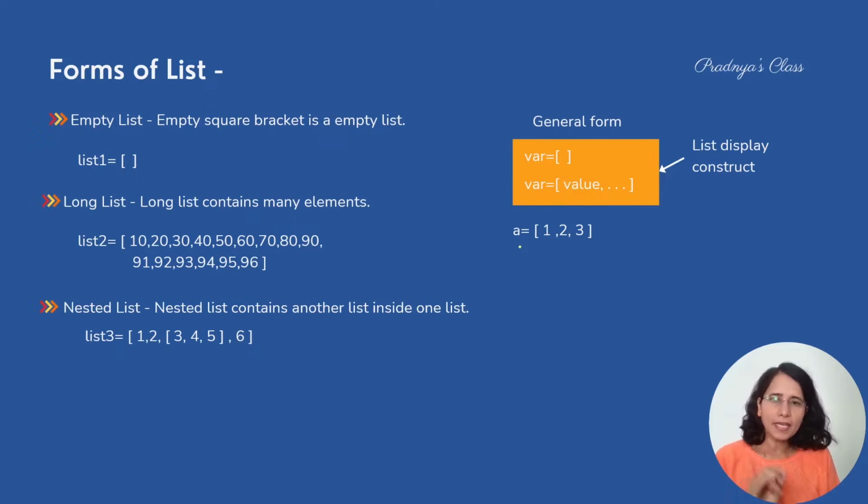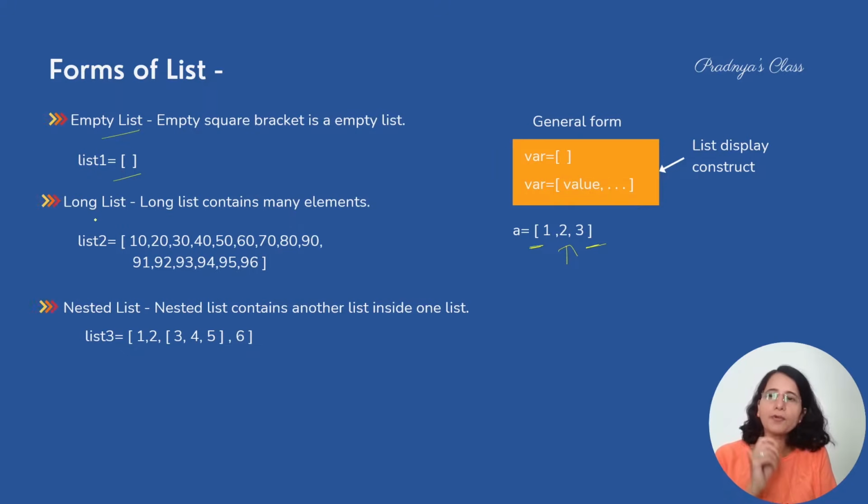This is the simple example. In this example, I am writing a list of values which are enclosed in the square brackets and separated by commas. If you don't write any elements, the empty square brackets will create the empty list.